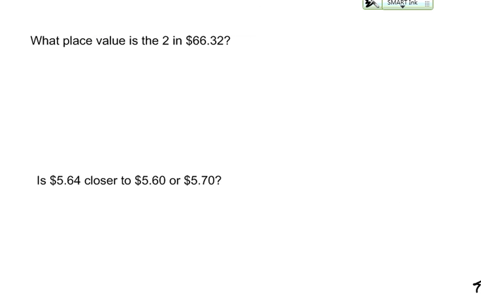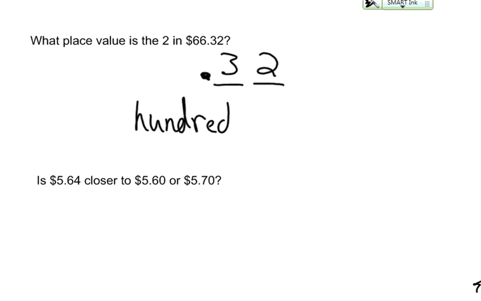From here we can move on and we can just talk about the place values themselves. What place value is the 2 in $66.32? If I enlarge this, our 3 is our tenths, so our 2 is in our hundredths. And so we would write hundredths. Okay, 2 is in the hundredths.